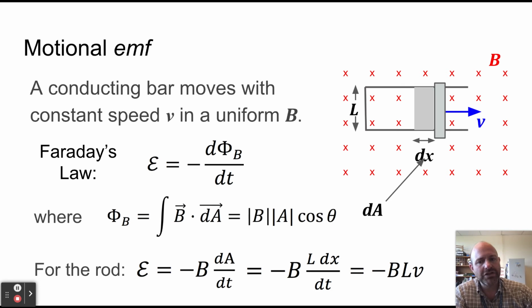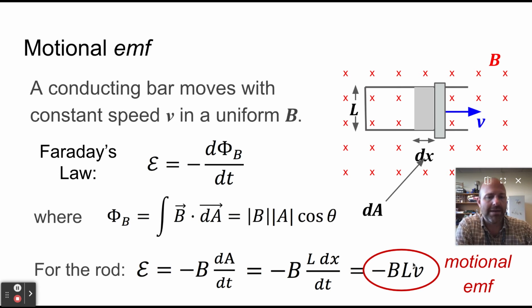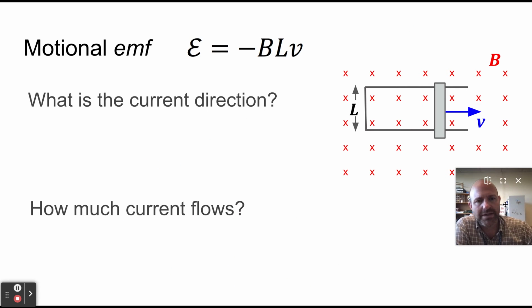So we have the changing area formula from Faraday's law, but now we also have this one that's just focused on how fast you're moving the rod and the dimensions of the setup. And this we call the motional EMF. It is still the same EMF that you would calculate from Faraday's law, but because we're using the motion of the rod to calculate it, we give it a slightly different name.